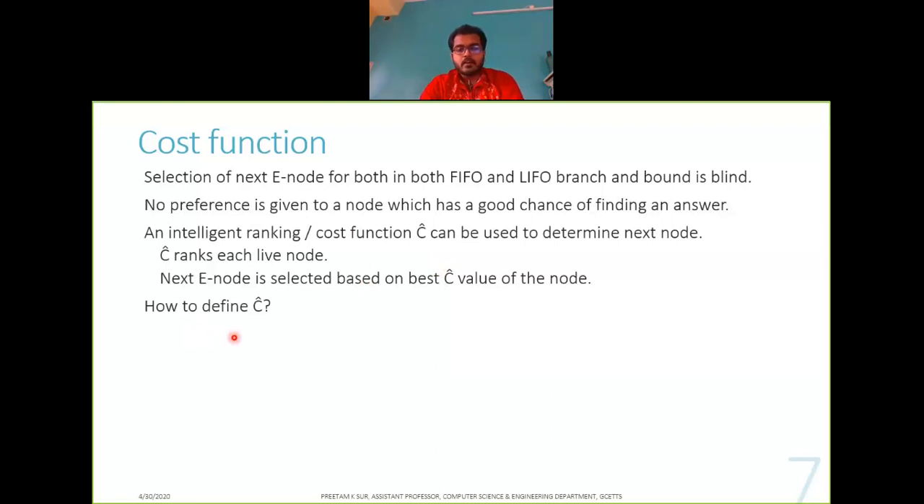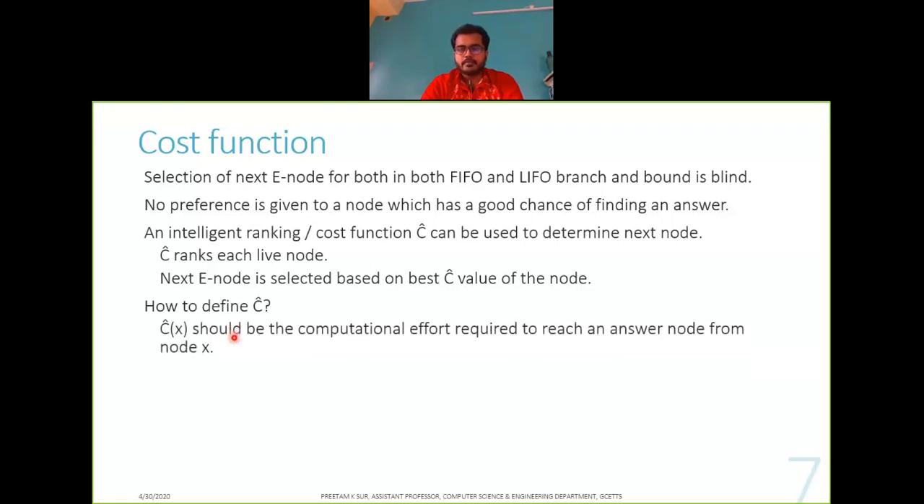So how do we define the C-cap function? That's where the problem comes. What would be an idea to define the C-cap function, the cost function? Obviously the cost function should represent the computational effort that is required to reach an answer node from a node X. If C-cap(X) is the function that denotes the cost for node X, it should be very logical that C-cap(X) gives us the computational effort required to reach an answer node from the node X.